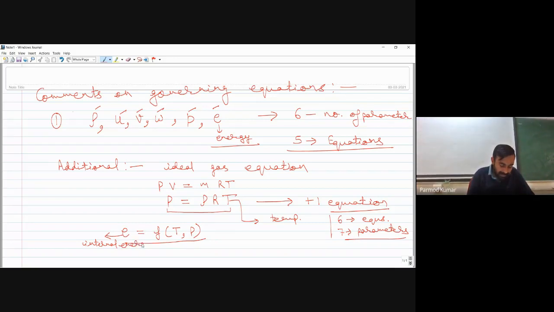If I consider E as only my specific internal energy, then I have to add two more terms in our governing equation of energy: the kinetic energy and potential energy of the fluid parcels. However, if we consider E as the sum of internal energy plus kinetic energy plus potential energy, then we need not add the additional two terms.